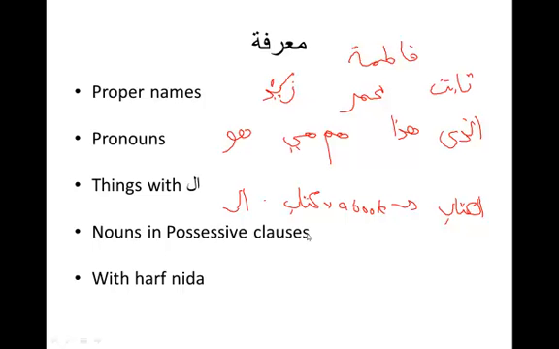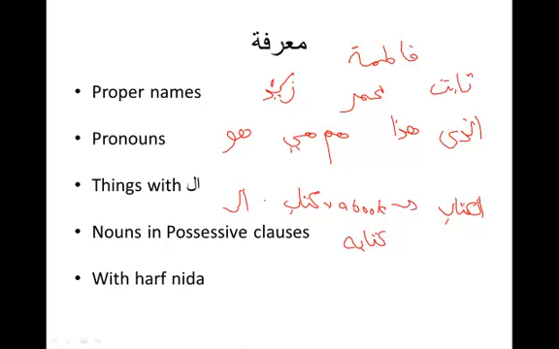Nouns in possessive clauses, possessive phrases, I should say. Anytime you have possession, the thing that is being possessed is definite. The teacher's book, which book? Even though it doesn't have the book, you know which book is the one that belongs to the teacher. Have you read his book? That's also possessive. For example, kitabuhu. Right? There's no alif lam, but it's still definite. Kitabuhu. His book.